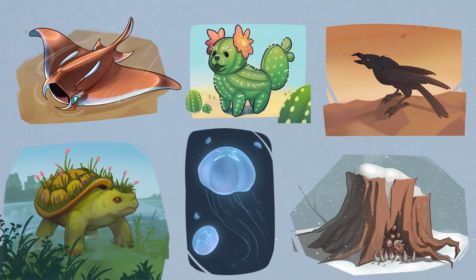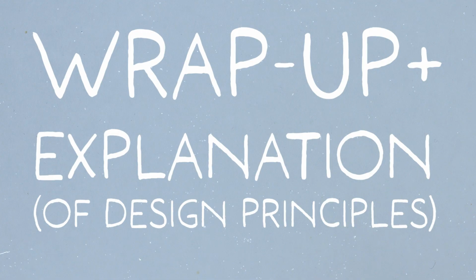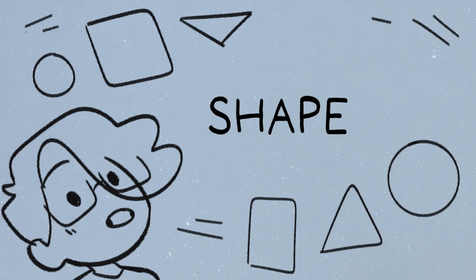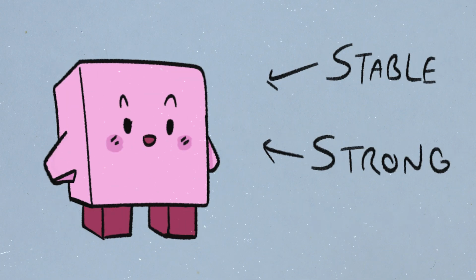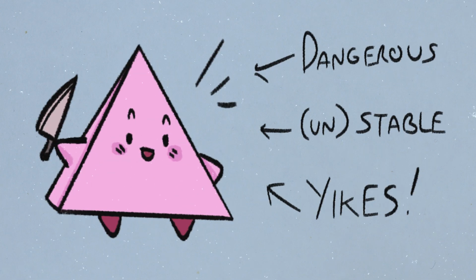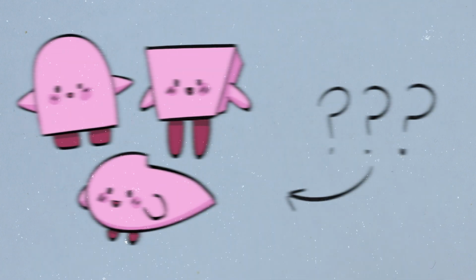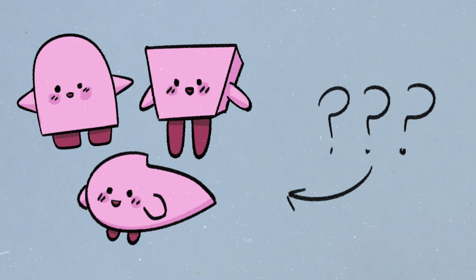So there it is, my little process and thoughts behind 6 of the monsters that are featured in this upcoming booklet. Here's a quick wrap-up and a very quick review of some of the design principles that I used while creating these guys, that you too can apply to your work in order to make fun little things. 1. Shapes. Use rounder shapes to convey a feeling of softness, safety, or comfort. Use flat, angular, sort of rectangular shapes to provide a sense of stability and strength, and use triangular or sharp shapes in order to promote feelings of danger, instability, and yikes! You can use combinations of these shapes in order to make even more interesting things.